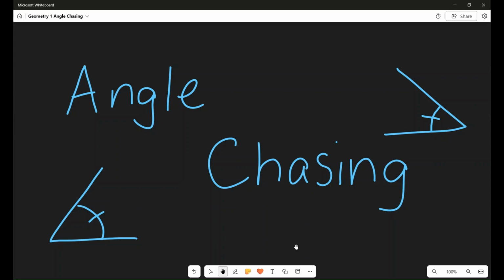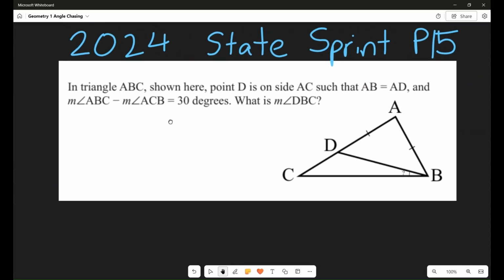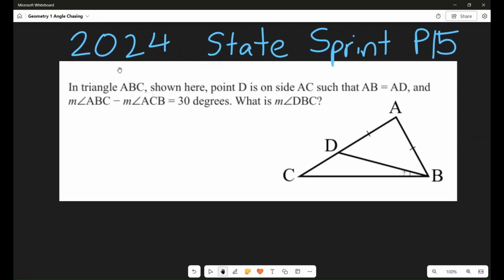Today, we're going to be doing some geometry. We're going to discuss angle chasing. So, let's just start with this warm-up problem from 2024 State Sprint Problem 15.